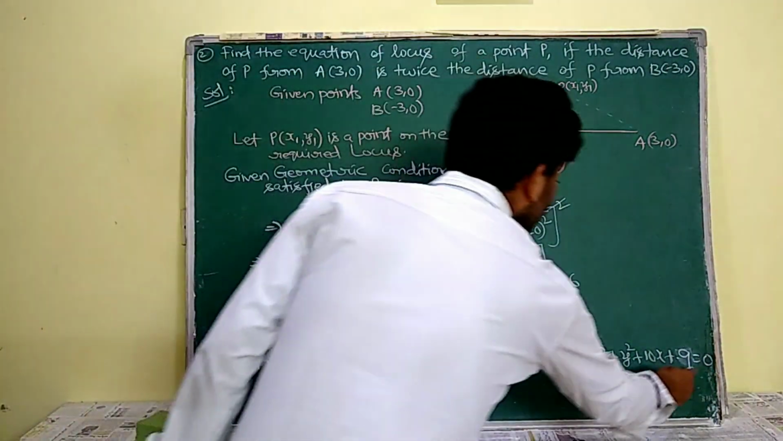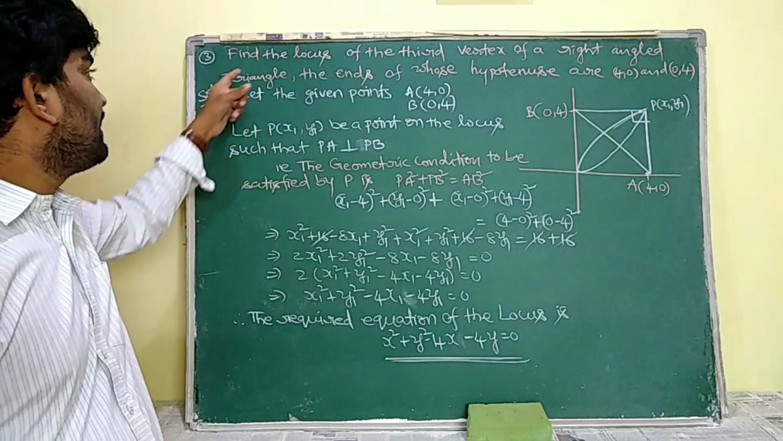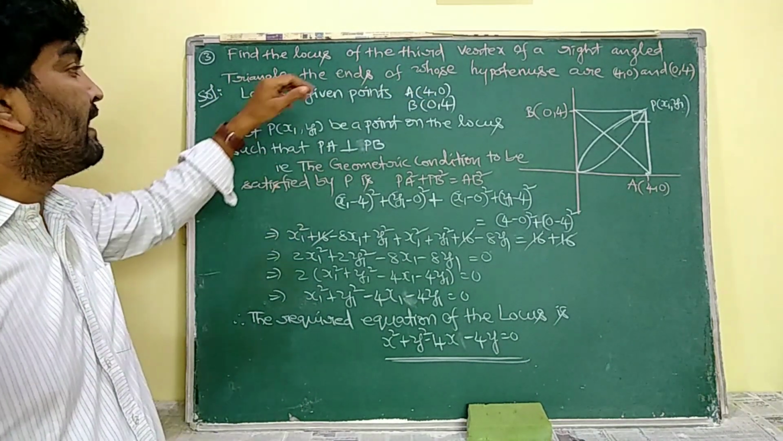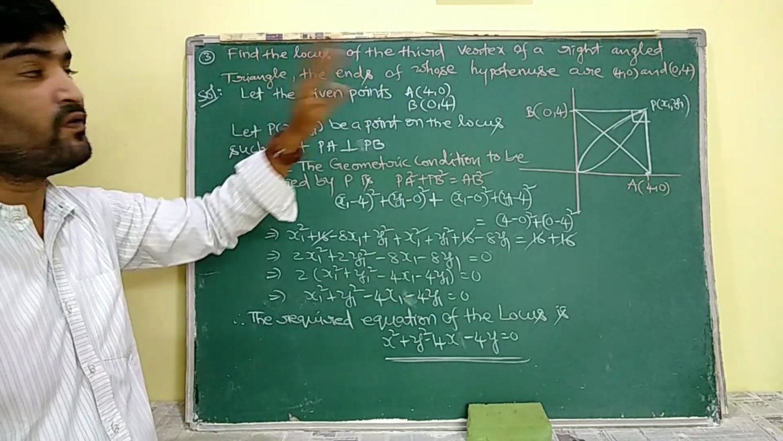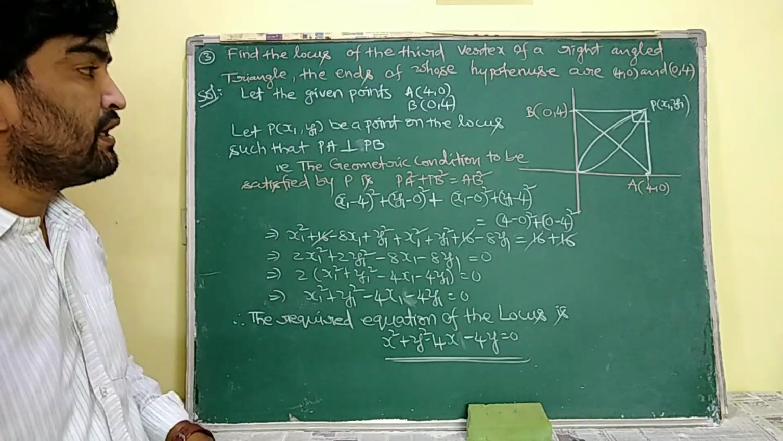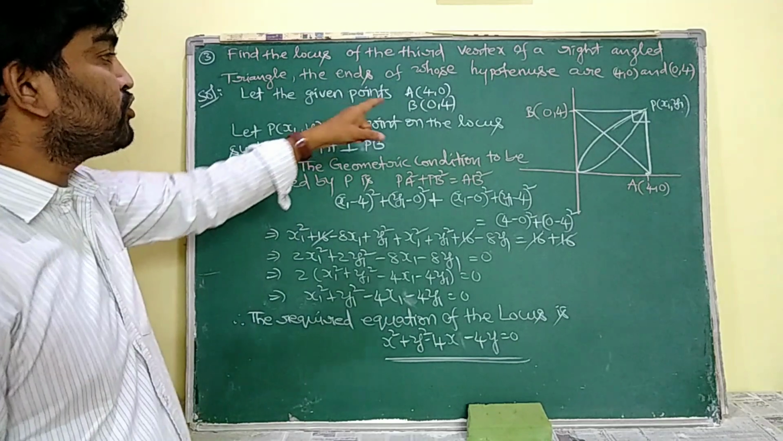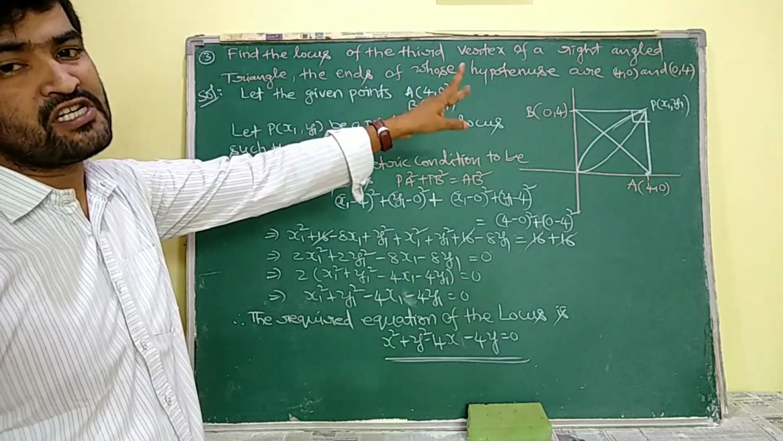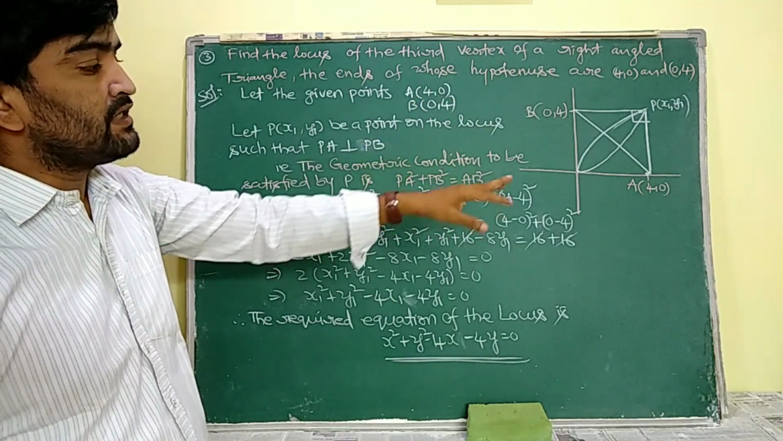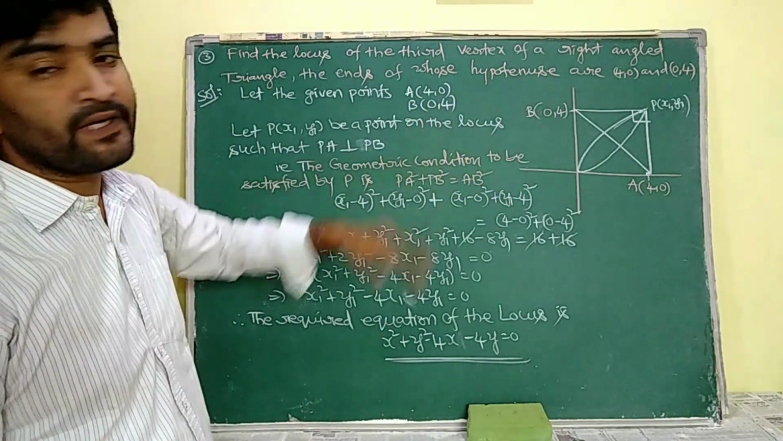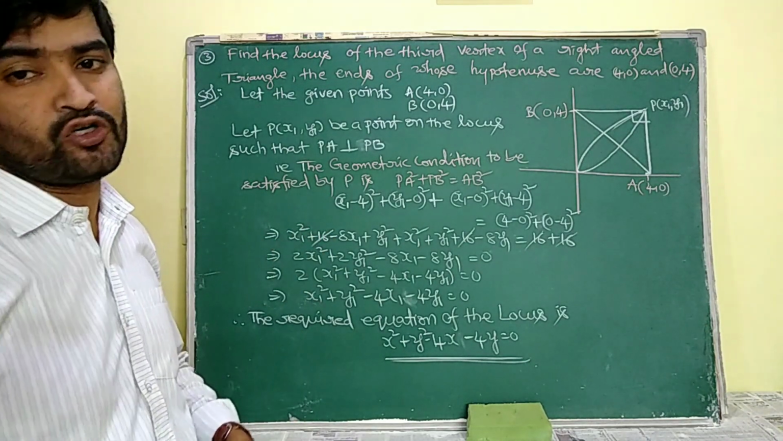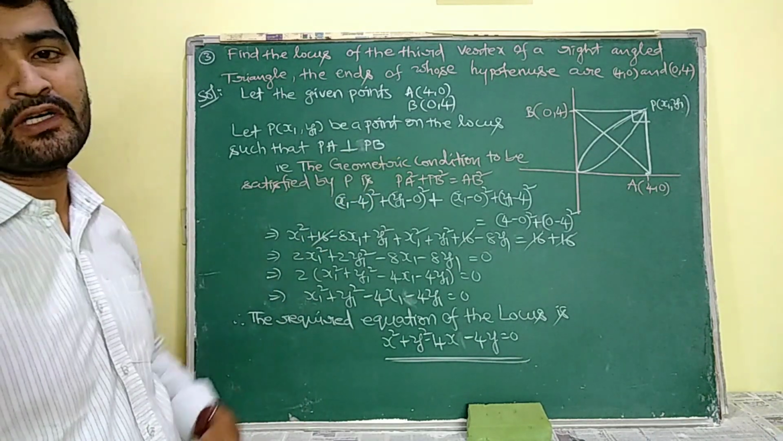Okay. Third problem. Find the locus of the third vertex of a right angle triangle, the ends of whose hypotenuse are (4, 0) and (0, 4). Firstly, represent those points on the coordinate plane, that is, you have to plot them. So that is A (4, 0), B (0, 4). Now we have to find the third vertex locus on the coordinate plane.